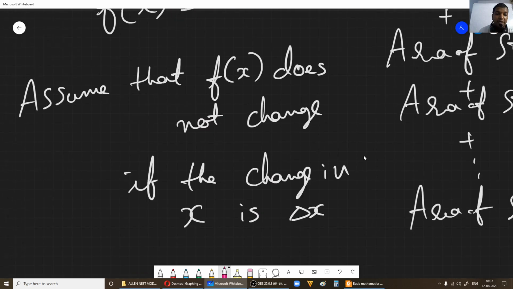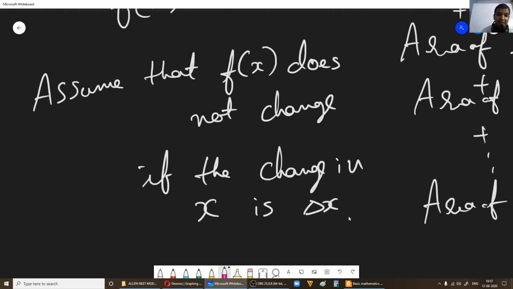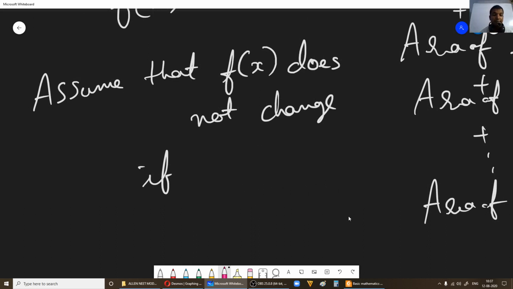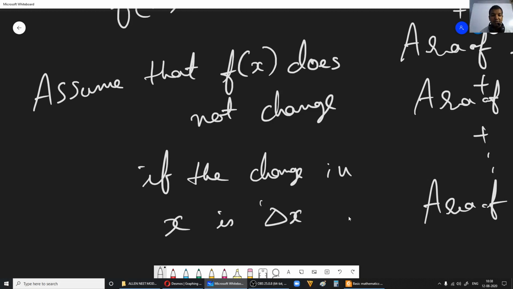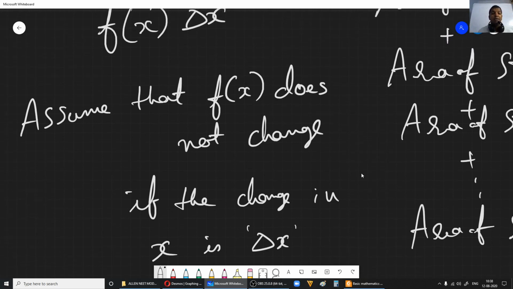We assume that f of x does not change if the change in x is delta x. If x changes by delta x, assume that f of x does not change for that change. The change in x is delta x. If this is okay with you, then not a problem.